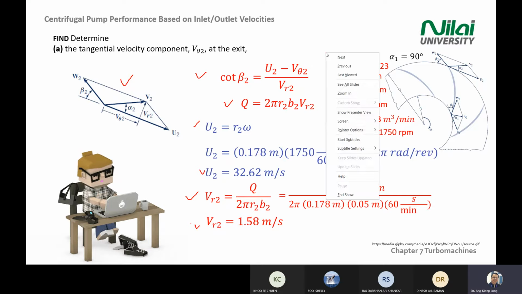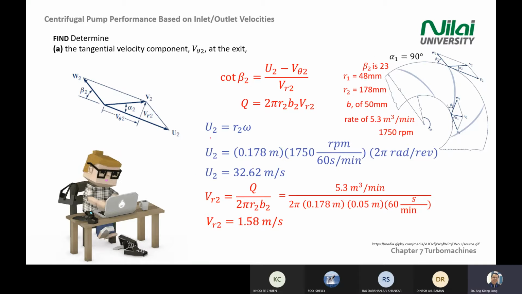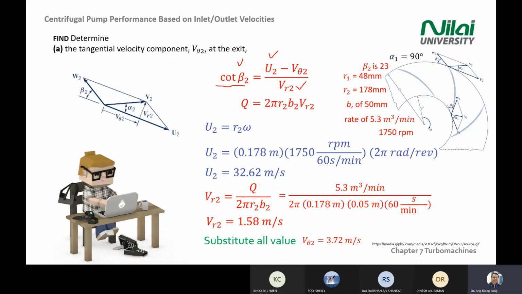Okay, the next one, once you find your R2, you find U2, you know beta 2 is given 23 degree. So basically you have this one, you have this one, you have this one. Only left out is your tangential velocity V theta 2. Substitute the value, rearrange the equation, you get your tangential velocity component, V theta 2. Okay, so I give you a rough idea. So your V theta 2 equal to 3 point something meter per second. All right, now roughly try to understand how we solve this kind of question, because all the values will be changed in the real scenario. All right, so at least you look at the slides, the equation seem to make sense to you, then you're okay.